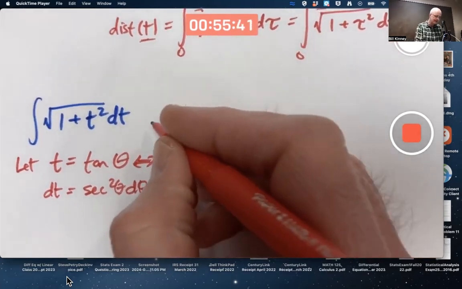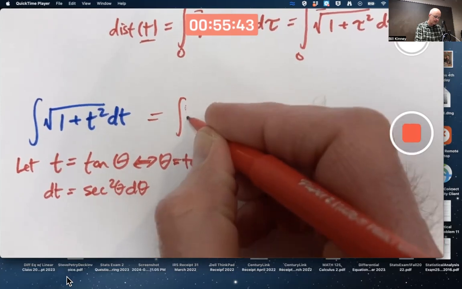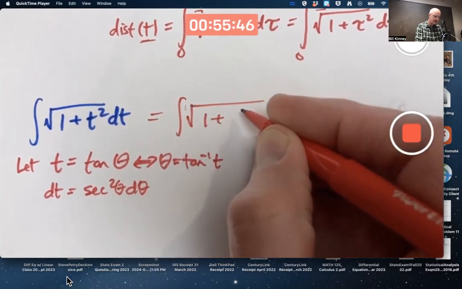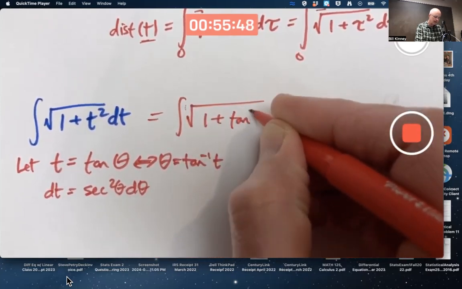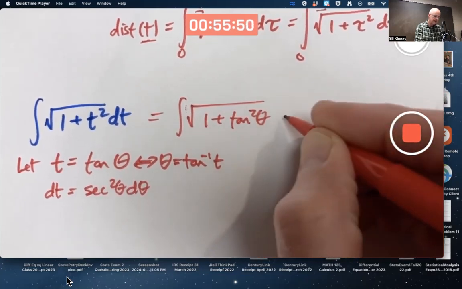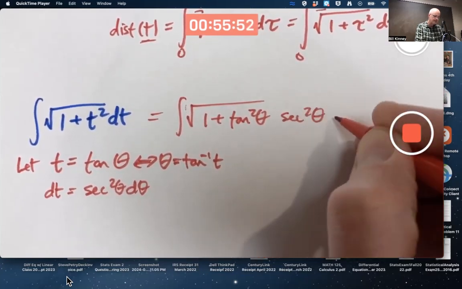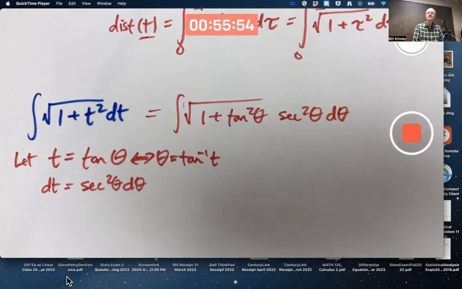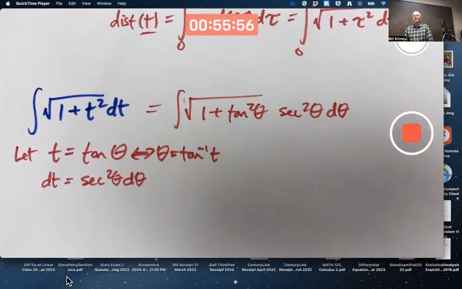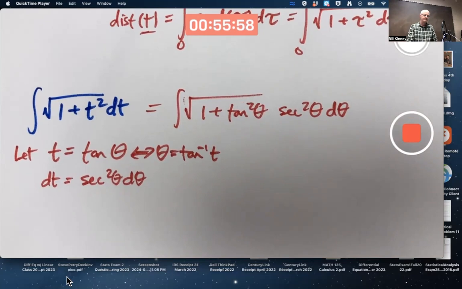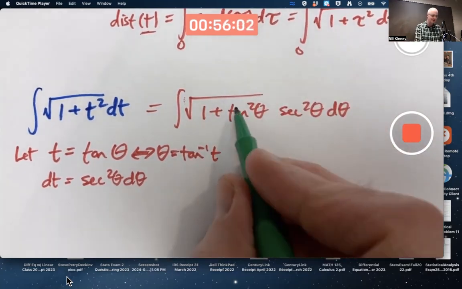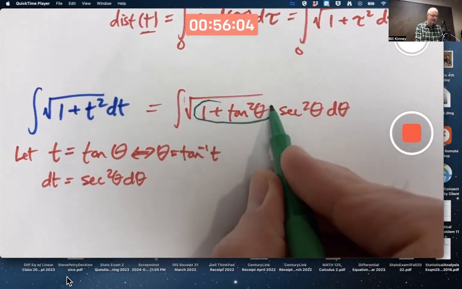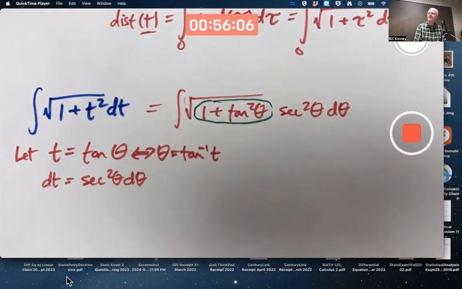Make those replacements. Replace t with tangent and square it. Replace dt with secant squared theta d theta. Why is this good? It looks worse. Well, there's, you guessed it, another trig identity to use here.